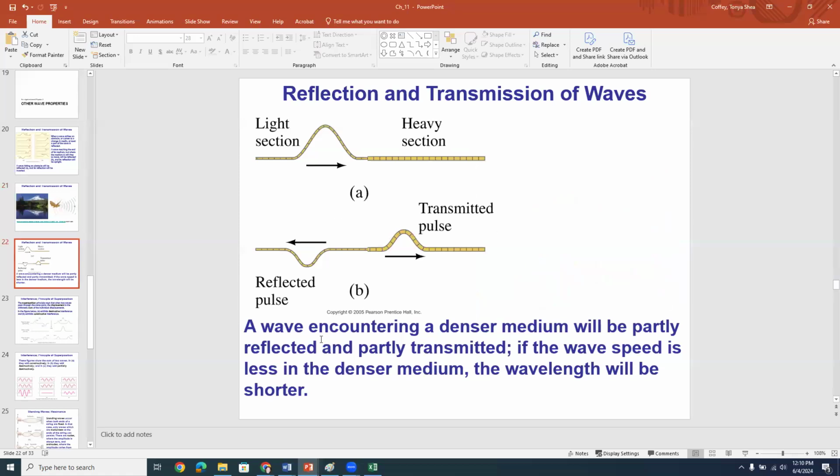Now, also what can happen is transmission. We've all, for example, looked into the water and been able to see things that are in the water underneath. So we know that light isn't just reflected when it goes from air to water or water to air, but it can also be transmitted as well.